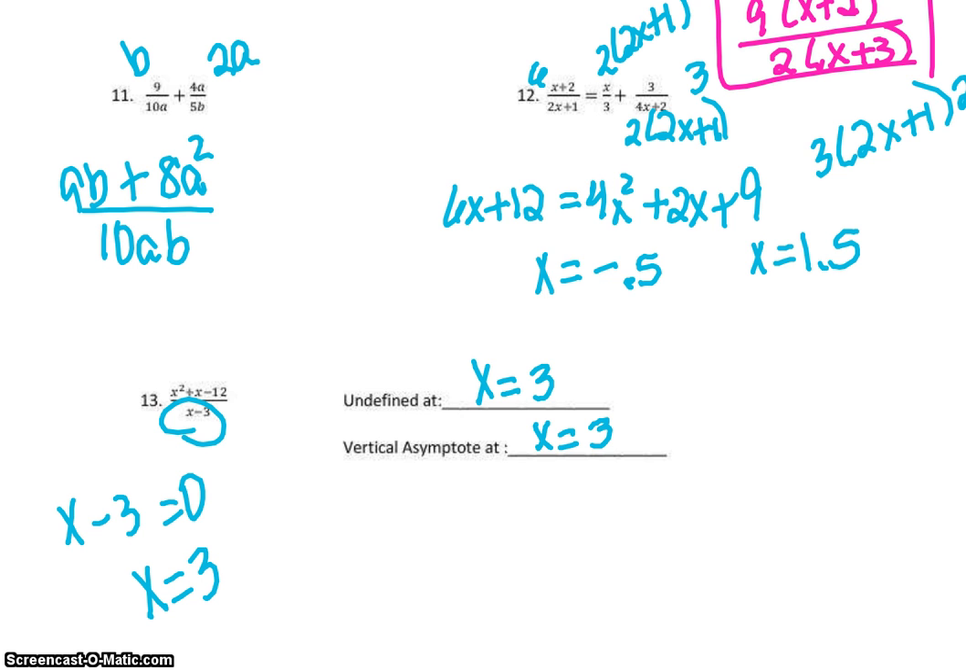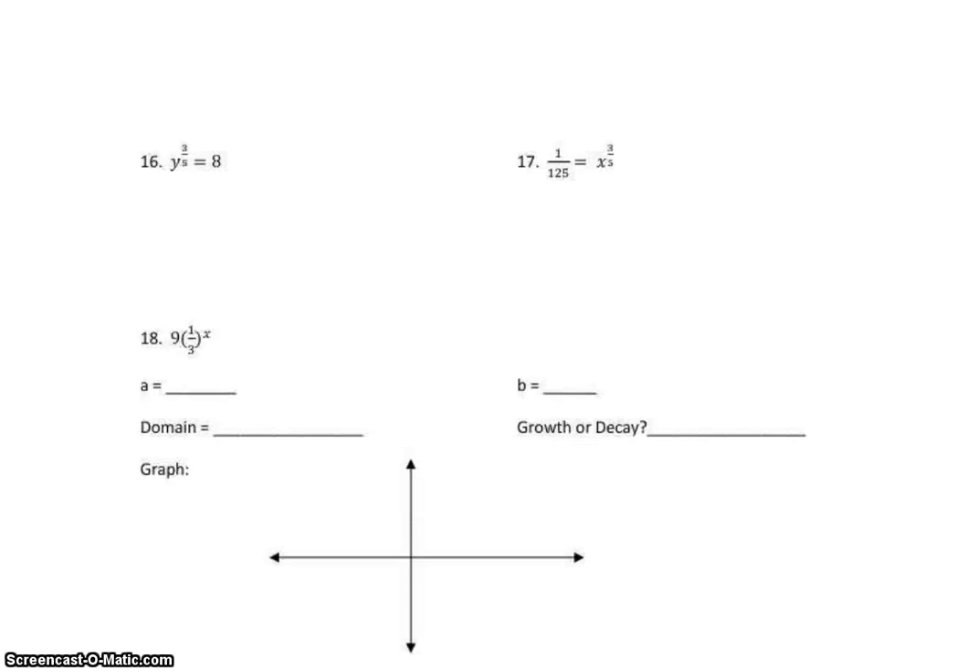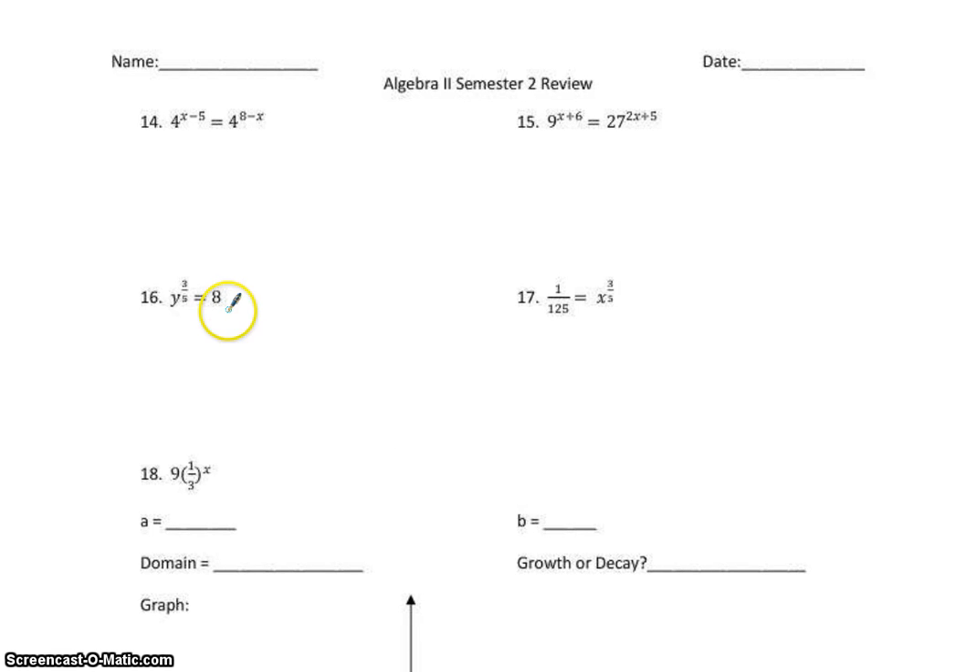Going to the next page. We have 4 to the x minus 5 is equal to 4 to the 8 minus x. As long as your base is the same, you just take your exponents and set them equal to each other, and then you're going to solve.